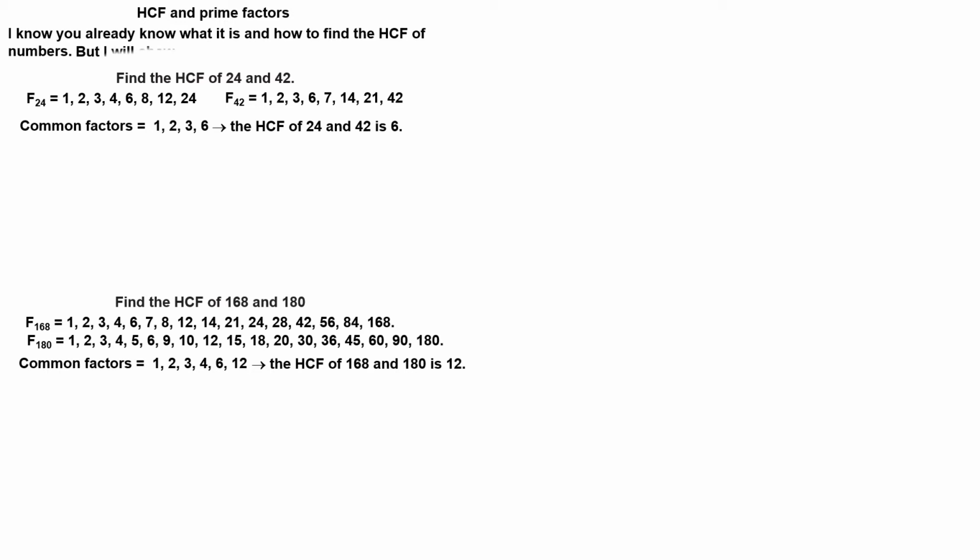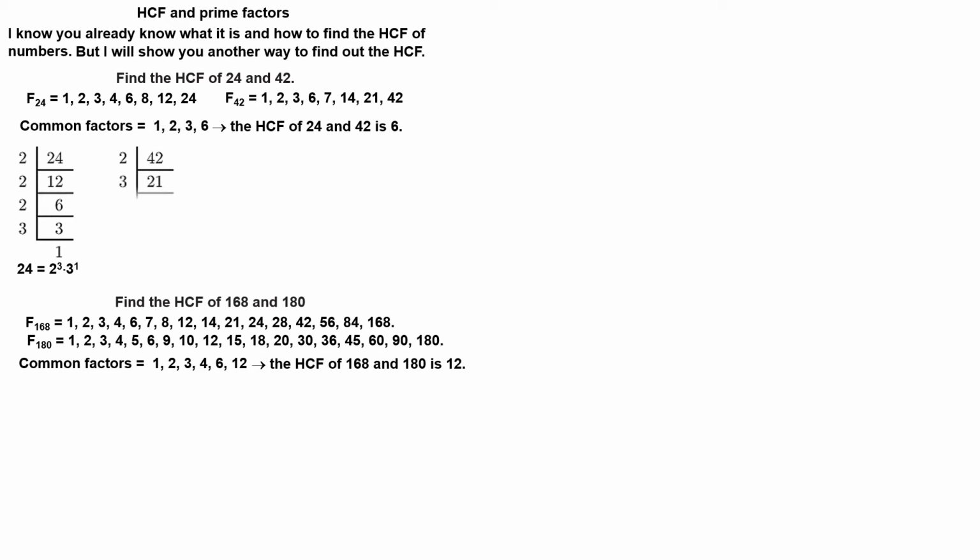But I will show you another way to find the highest common factor. Pay attention. Express the numbers as products of prime factors. 24 is 2 cubed times 3. 42 is 2 times 3 times 7.